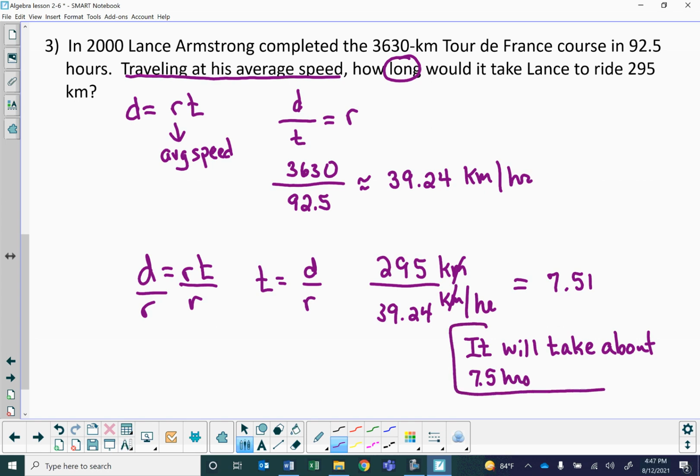So there you have using a unit rate to solve a problem, because we had to find his unit rate first, and then once you used his unit rate, you used that value to solve the rest of your problem.